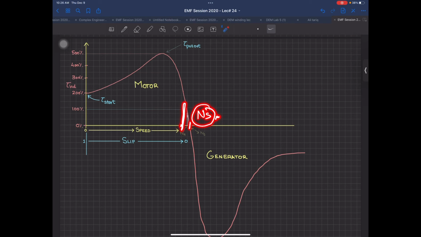अब आपने क्या किया है? आपने रोटर को एक ऐसे मैकेनिकल लोड के साथ अटैच कर दिया है जो कि खुद घूमना शुरू हो गया. So what is happening now? अब आप रोटर को कह रहे हैं कि भाई Ns स्पीड से भी ज्यादा स्पीड से मूव करो.